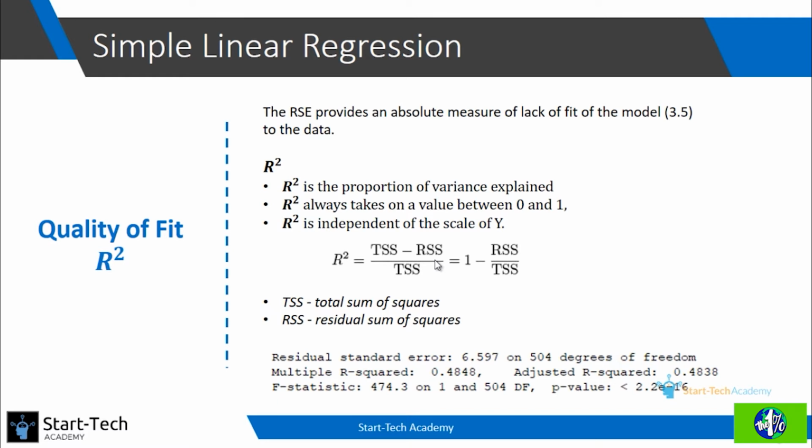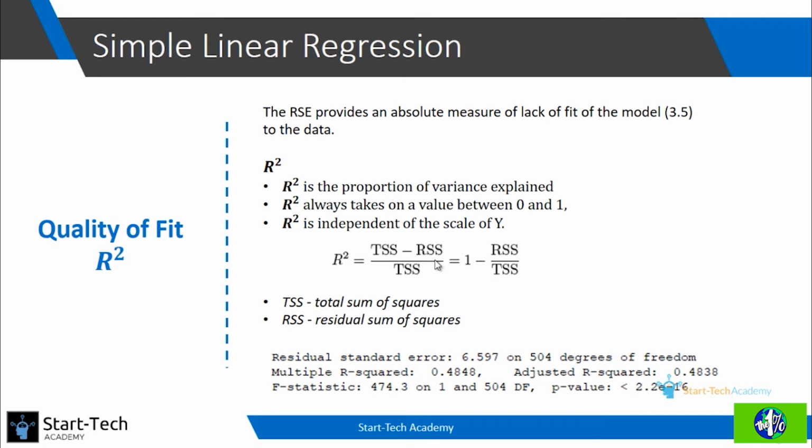TSS is measuring the amount of variability inherent in the response. That is, for our house prices data, the price of each house itself is varying about the mean house price. So if you find the difference of actual house price from the mean of the house price, square these values and add them up, you get total sum of squares. So this total sum of squares value is giving you the total amount of variability in house price.